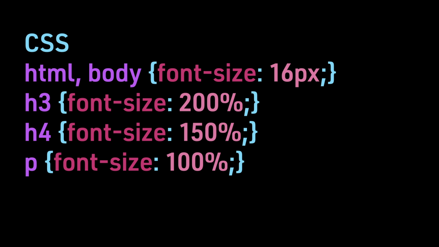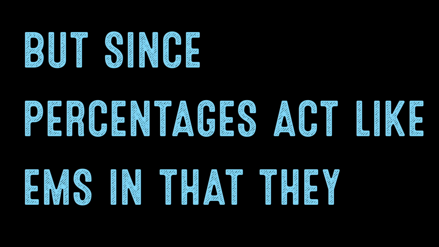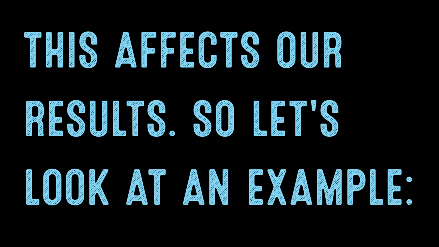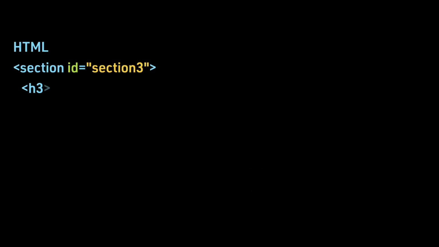If we don't specify the font size of the section, it will inherit the font size of 16 pixels from the body element. This shows how this would look. But since percentages act like ems in that they cascade or are relative to the parent element, if we change the section font size to a new value, this affects our results. So let's look at an example.